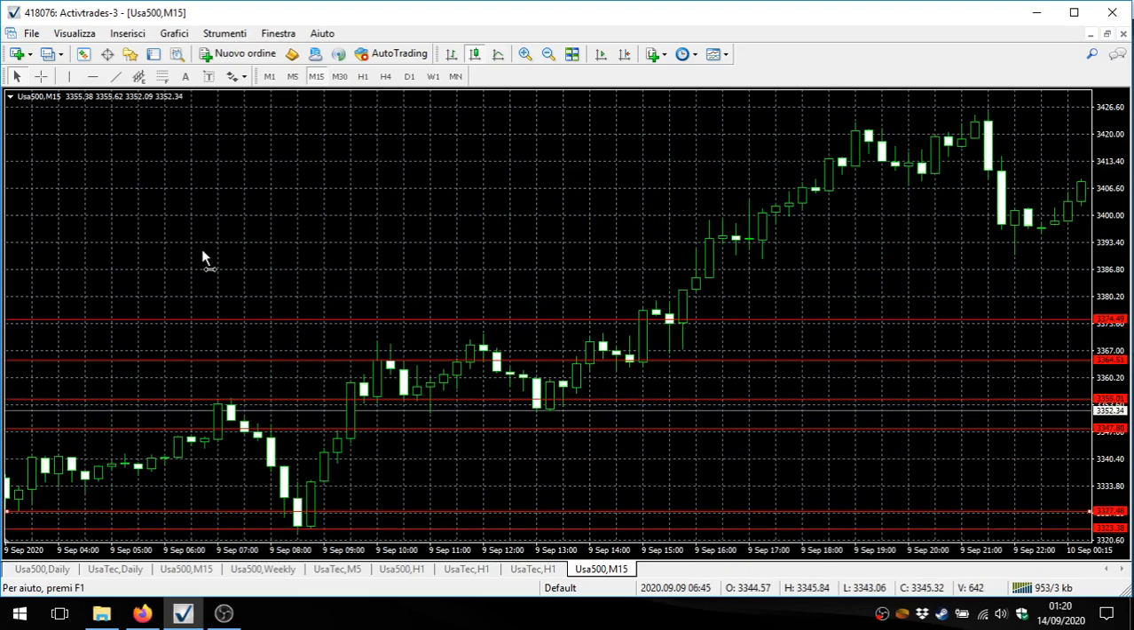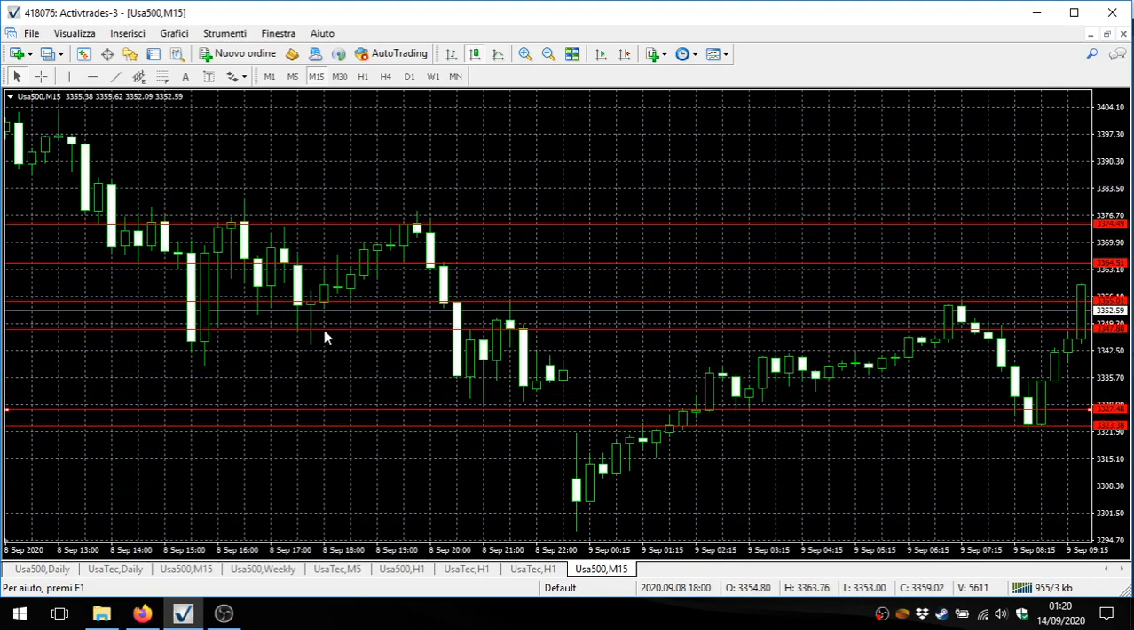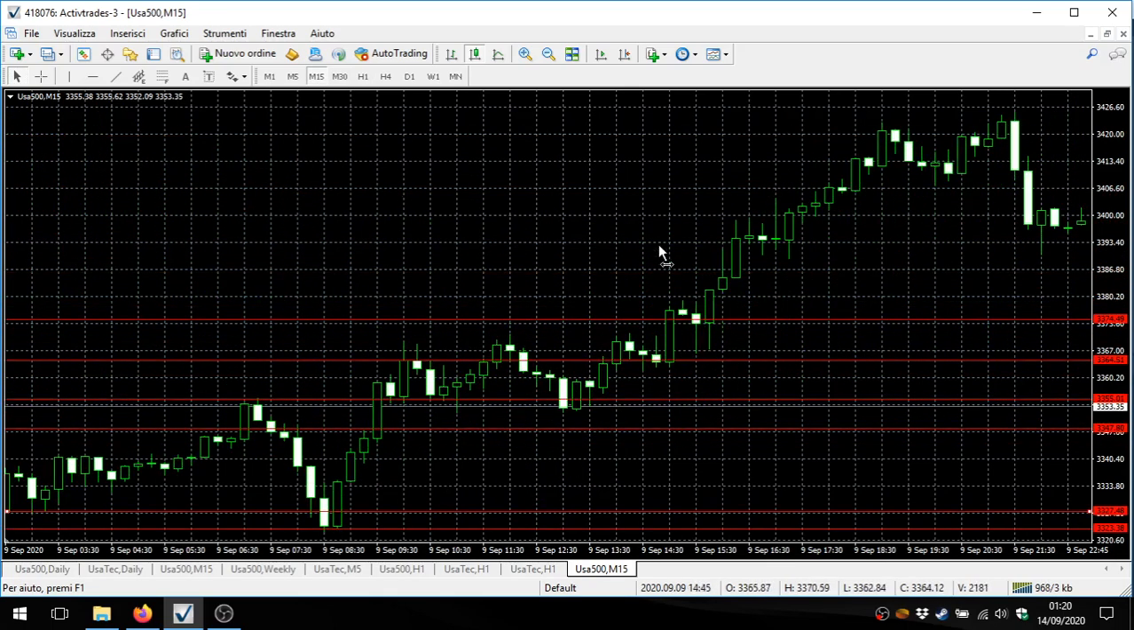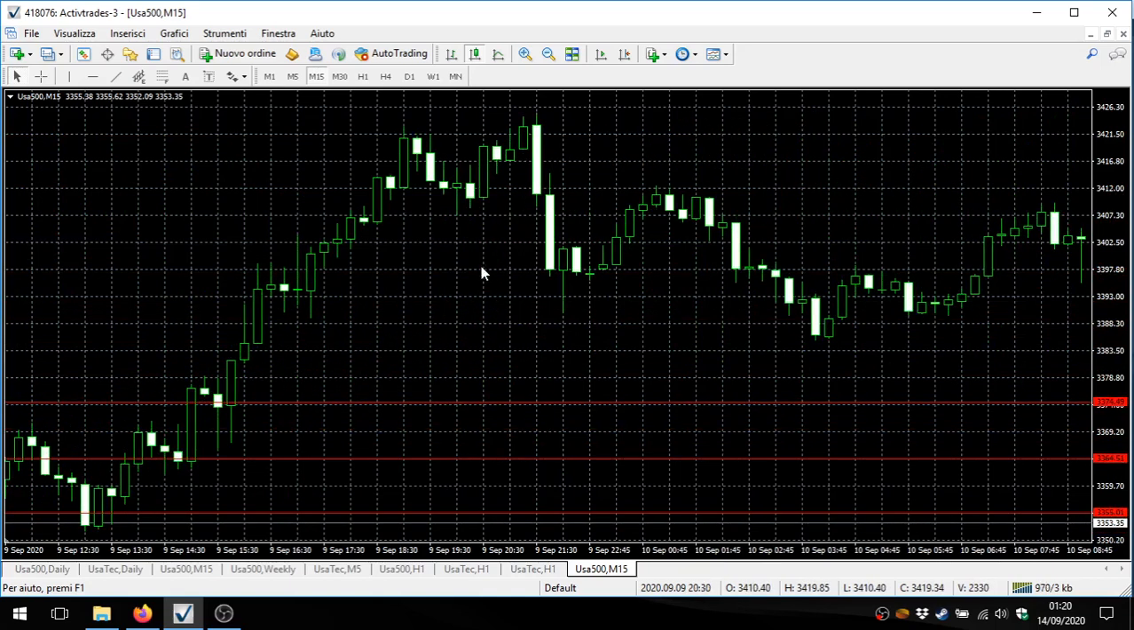So this is how I identify my areas. Obviously, this thing that I just showed you is a very quick analysis that I do. When I do my chart, I'm more surgical, but I just wanted to show you the thinking behind this kind of analysis.